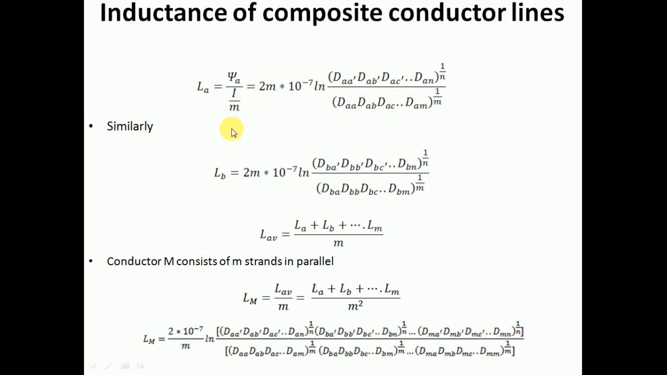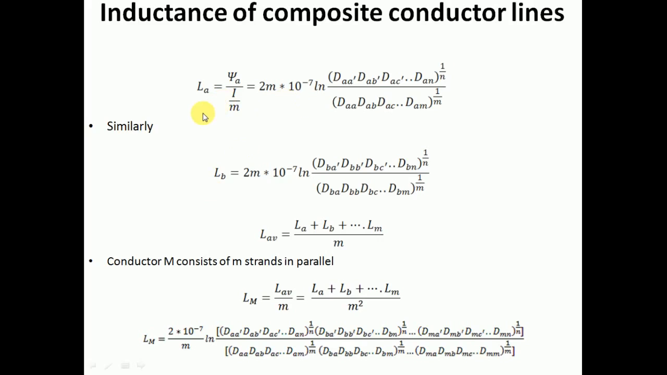In the same manner, I can write the inductance of conductor B also, considering the distances from conductor B to other conductors. This term dBB will indicate its GMR. Like this, we will be able to write the expression for LC, LD up till LM. As phase line conductor M consists of small m subconductors, all the small m subconductors will have inductance terms. Therefore, we can write the inductance from LA till LM.